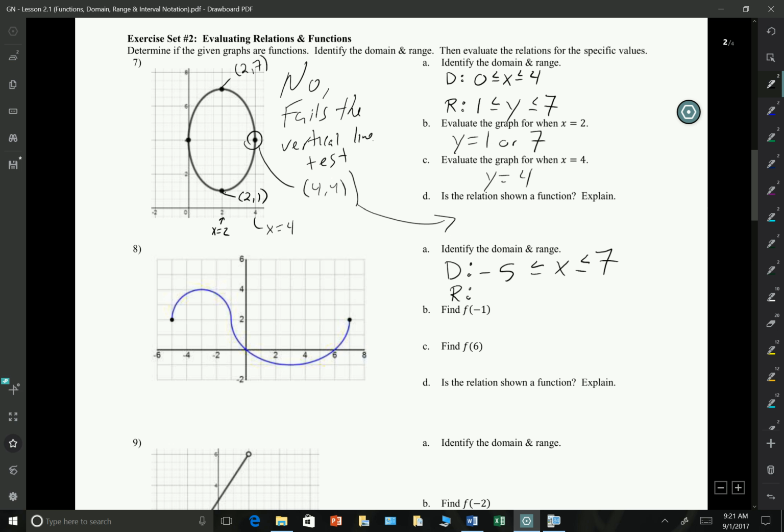Then I do my range. Now the pencil goes what way? Range is what? Vertical, horizontal. Go horizontal, least to greatest. Bottom to top. What's the first y value it hits? -1.